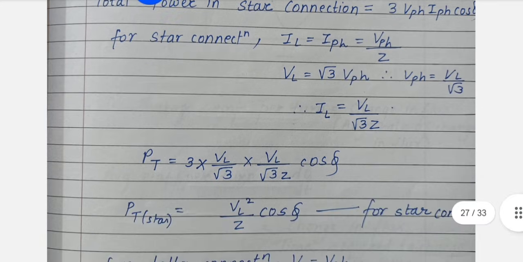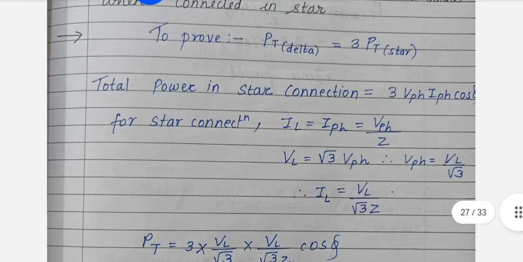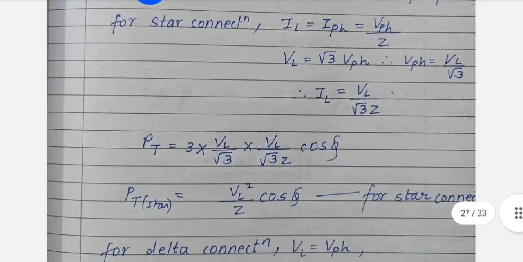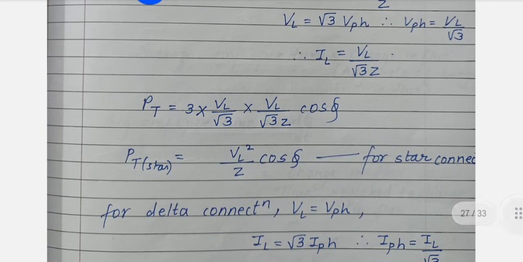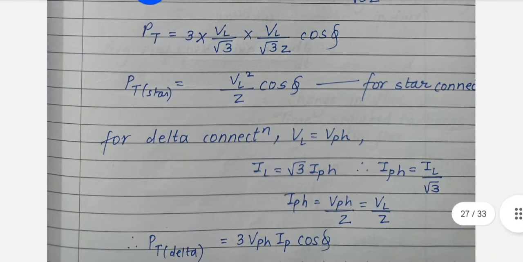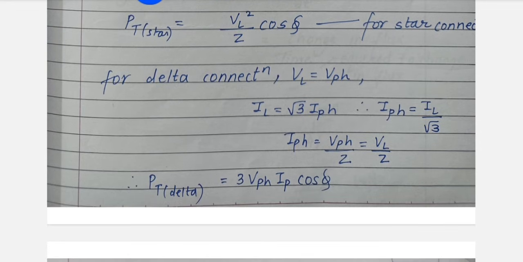Okay, so if we put these VPH and IPH values in the total power in star connection formula, we will get 3 into VL by root 3 into VL by root 3 Z cos phi. Okay, so this root 3 into root 3 will be 3, and the 3s will get cancelled. So we will get VL square by Z cos phi. This is for star connection. Now for delta connection, we all know the relation, which is VL equal to VPH.